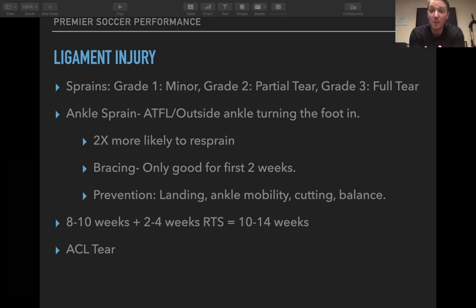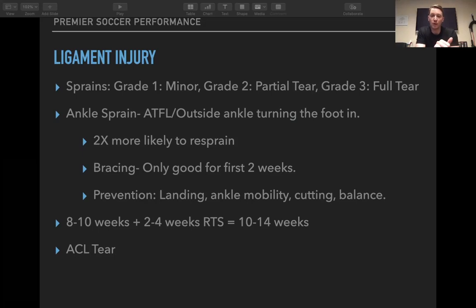Okay. So the most common sprain in your body for soccer players is usually an ankle sprain. And usually it's on the outside of your ankle at a ligament called your ATFL. And usually what ends up happening with that one is that your foot turns in, kind of rolls inwards, and you get a big stress on the outside of your ankle and it causes a sprain, right? Whether it's a grade 1, 2, or 3.